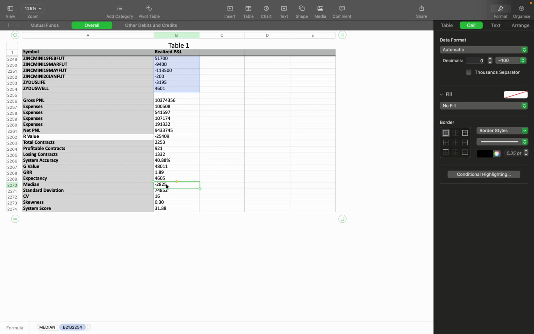Median of minus 2825. So what does median basically mean? Median means that this is what you experience in general. So expectancy is the average. This is what you get in general. So in general, every time I trade, I make rupees 4,605, factoring all expenses.